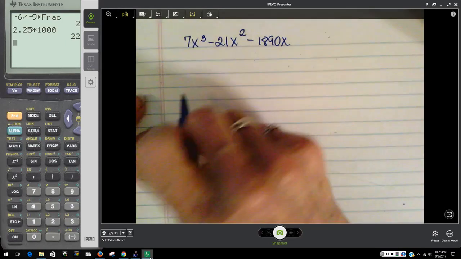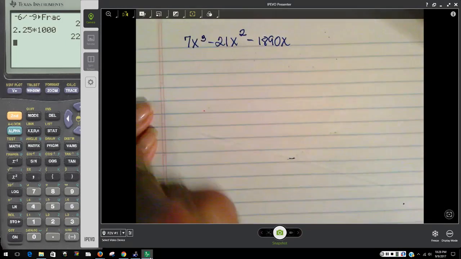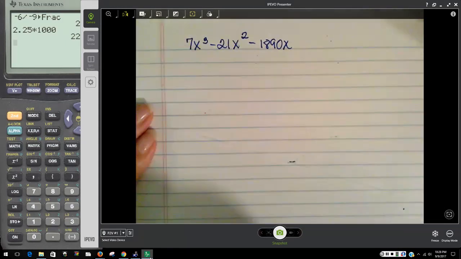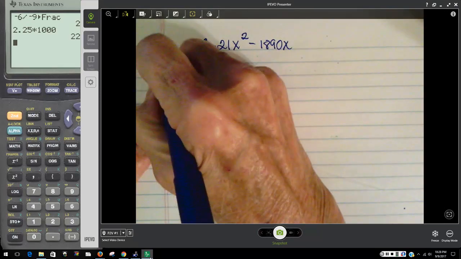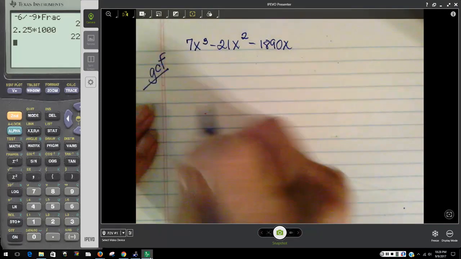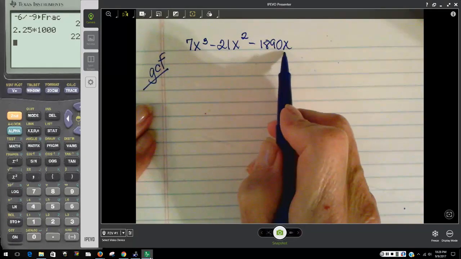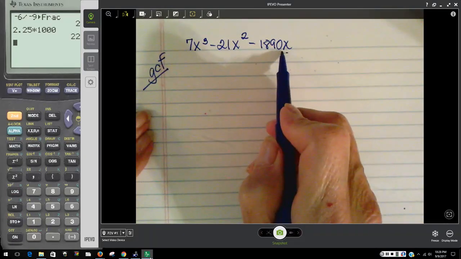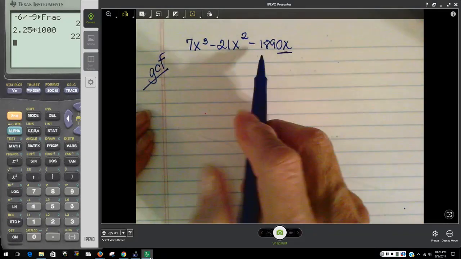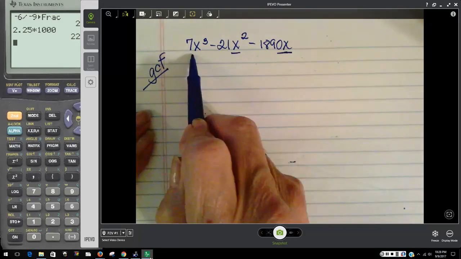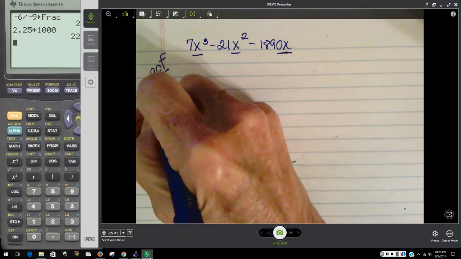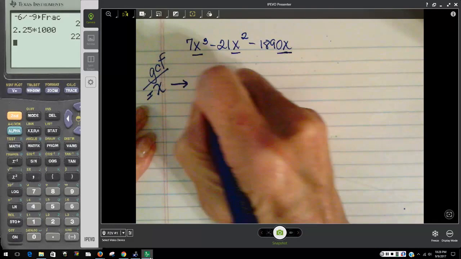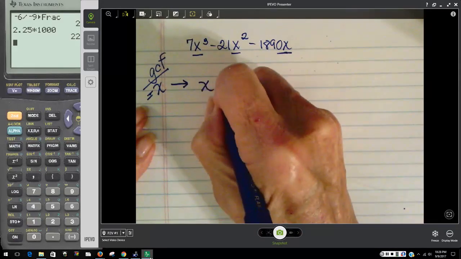So, it says first factor out the greatest common factor. That should always be the first thing you look for when you're factoring, is the greatest common factor. Notice here that the highest power of x in the last term is x to the first. So there is an x in every term. That means your greatest common factor is equal to x. So you're going to factor out that x.